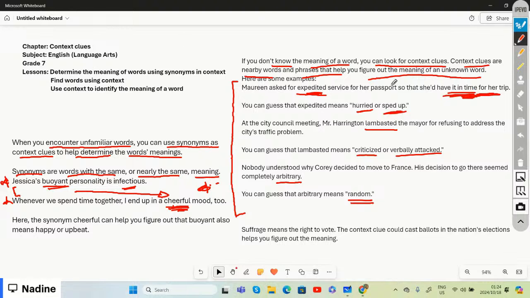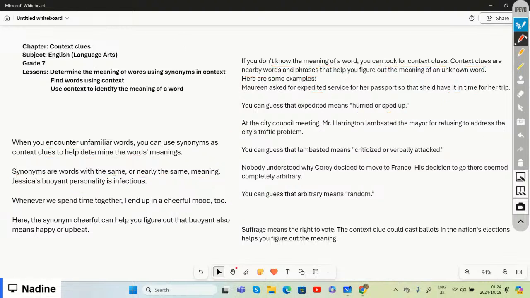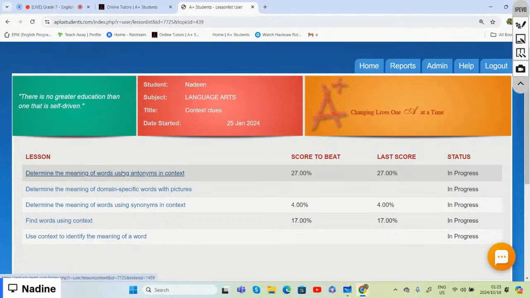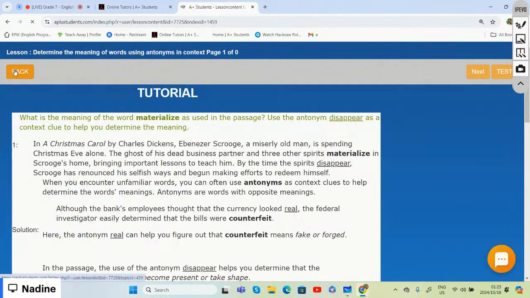All right, so now we're going to aplusstudents.ca and we're going to determine the meaning of words using synonyms in context.